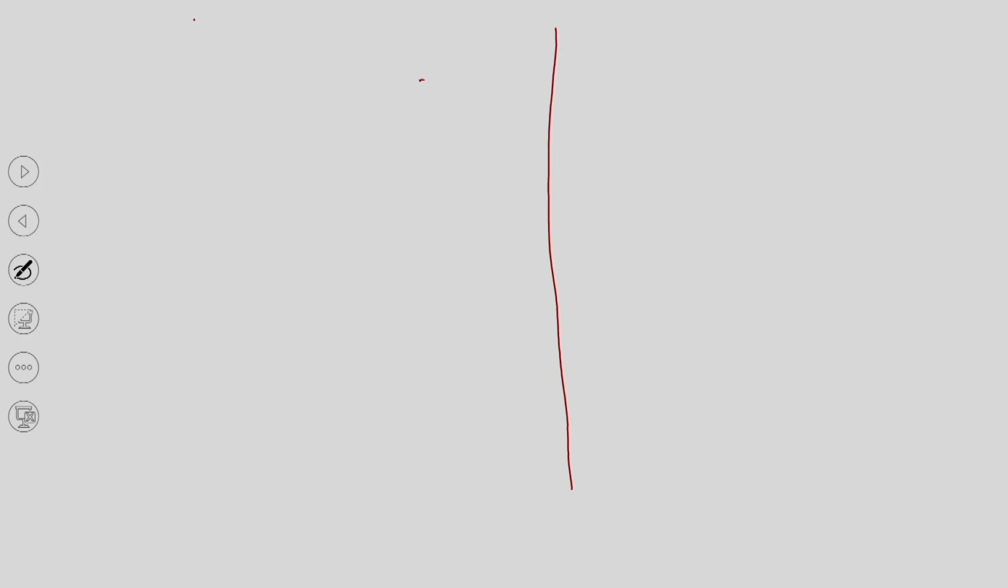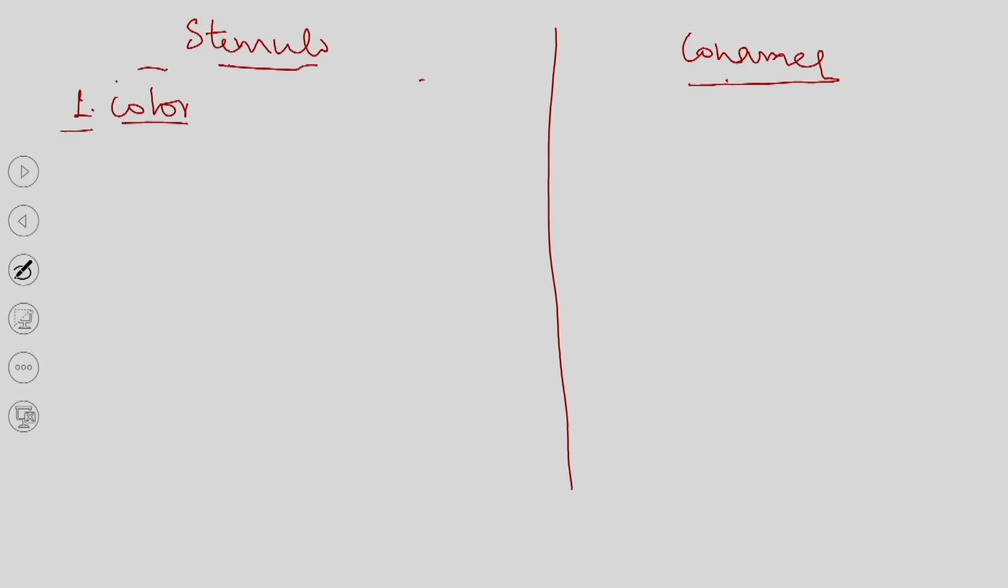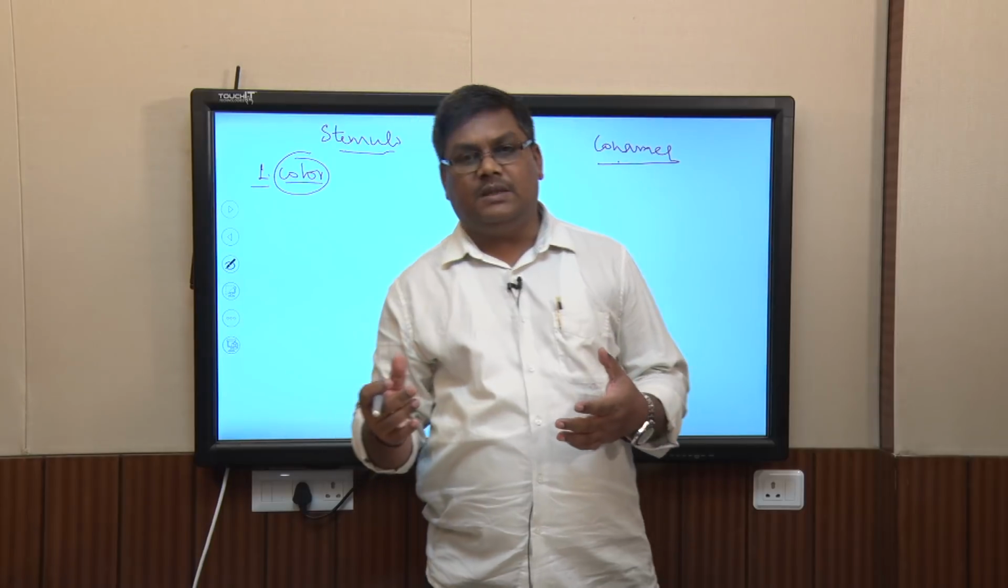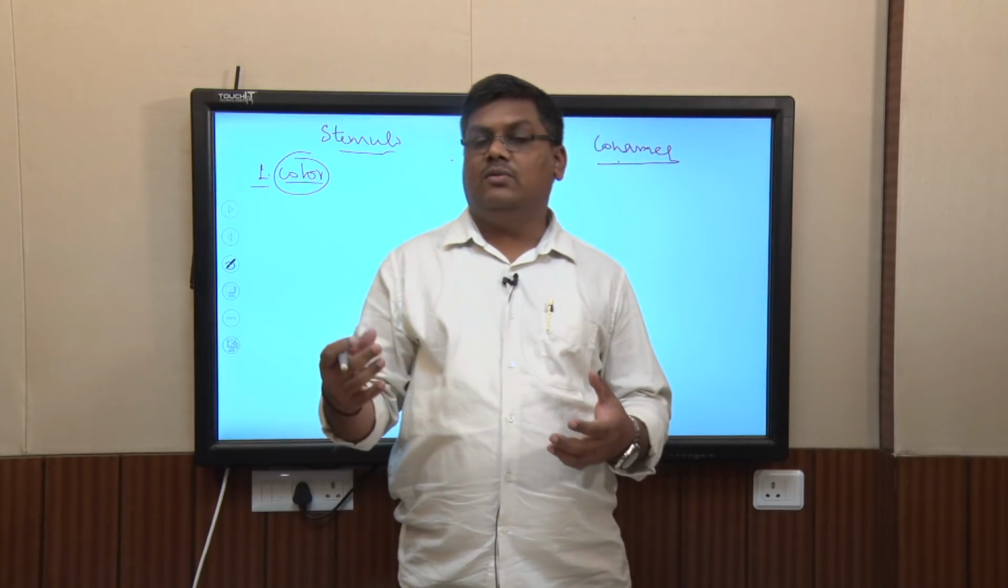So, what are sensory cues? On this side I will put stimuli related factors, and on this side I will put consumer related factors. What are the various stimuli related factors which affect sensory perception? The first factor is color. Color is a major factor which affects sensory perception, which affects how the consumer behaves in the market.